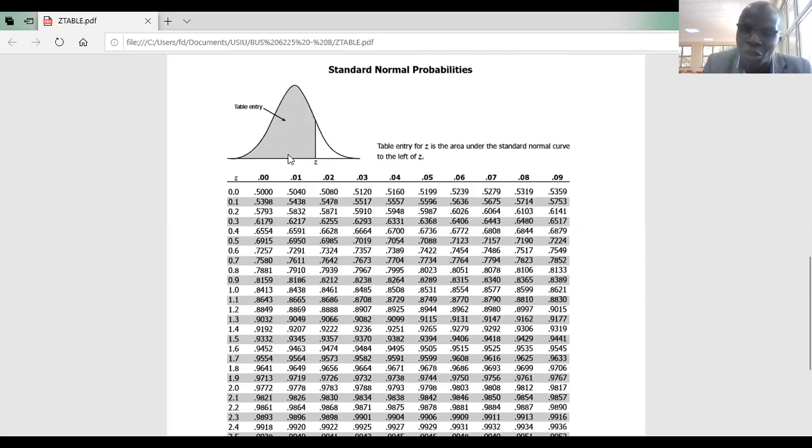What's the total? 1. So this Z here is Z 0.1. You say Z 0.1 on this side. And this side is what? If this is Z 0.1, the other one, this side, will be what? Negative Z 0.1. Here, down here.